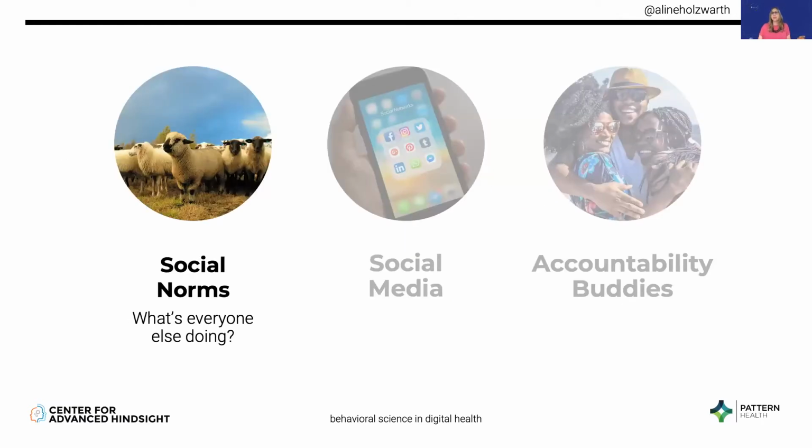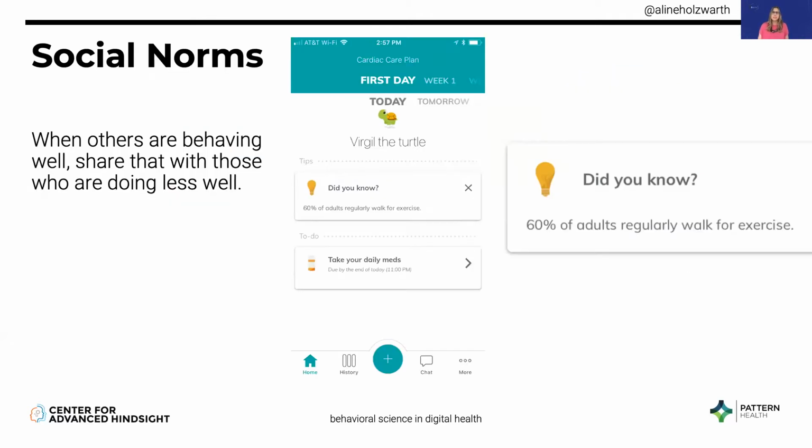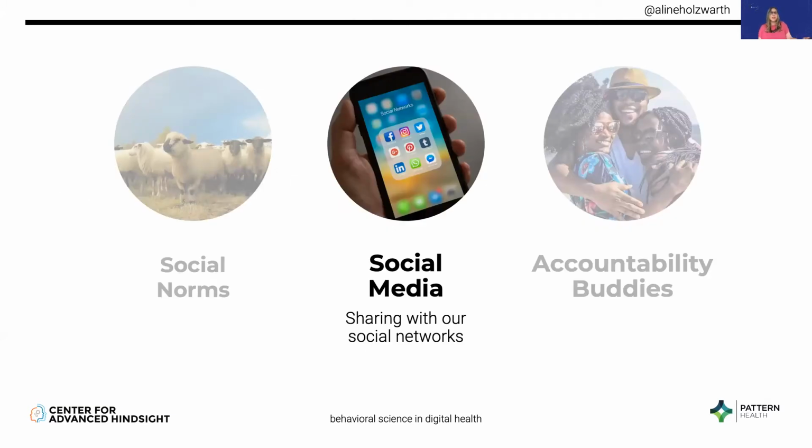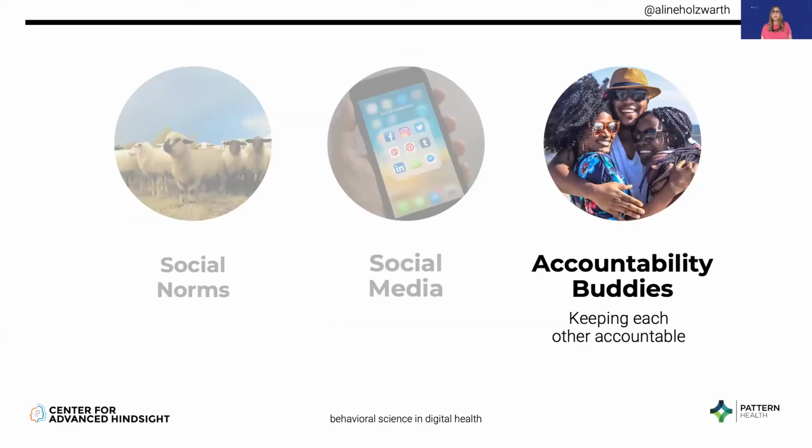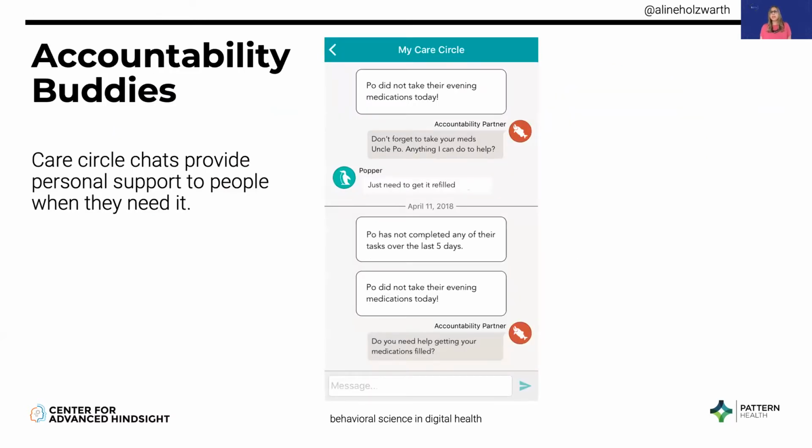Humans are social animals. I probably don't have to tell you this. We can leverage this to help people stick to their health goals. That means that if there's a behavior that you're trying to promote, tell people that everyone is doing it. And we can use social media to bring in people's networks. We can allow people to share their commitment to their digital health program to strengthen that commitment. And finally, we can leverage real-life relationships to help people accountable to their health goals. We can notify patients' care circles, so their friends, their family, their caretakers, when they miss a health task, to allow them to step in and provide some support when they're needed.